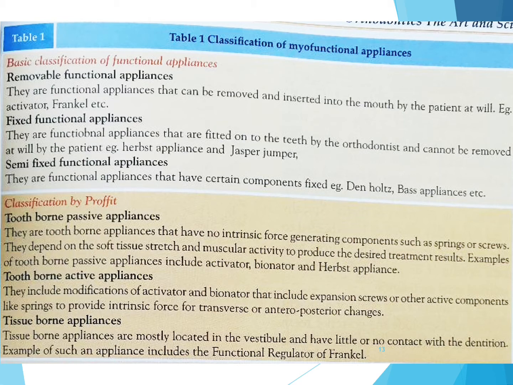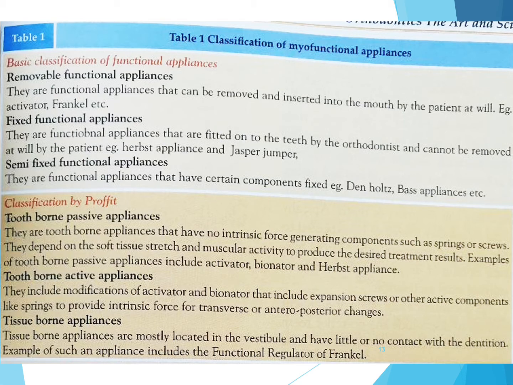The second classification is by proffit. They are divided into 3: tooth-borne passive appliances, tooth-borne active appliances, and finally tissue-borne appliances. The tooth-borne passive appliances have no intrinsic force generating components such as springs or screws. They depend on the soft tissue stretch and muscular activity to produce the desired treatment result. Examples of these appliances are the activator, bionator, and Herbst appliance.